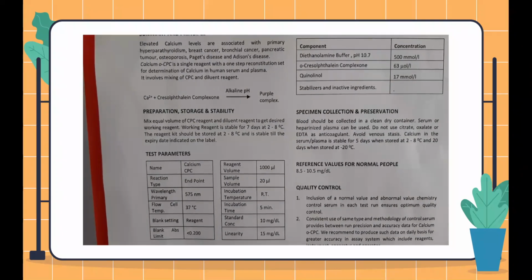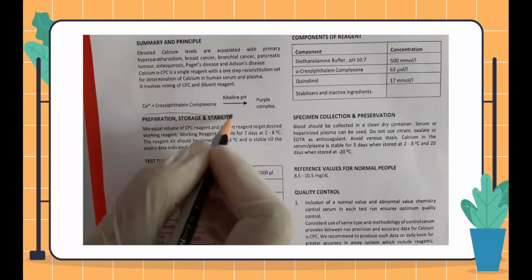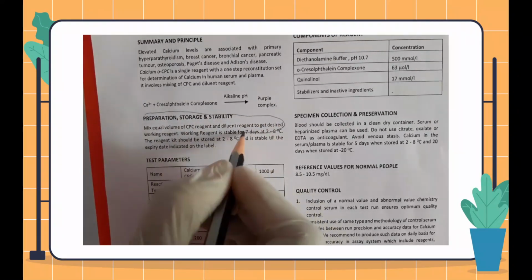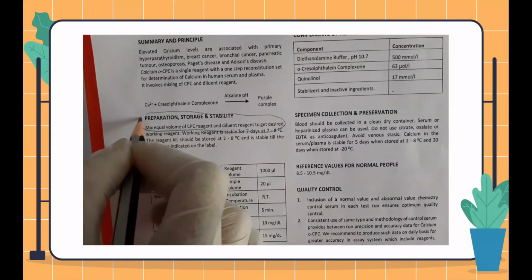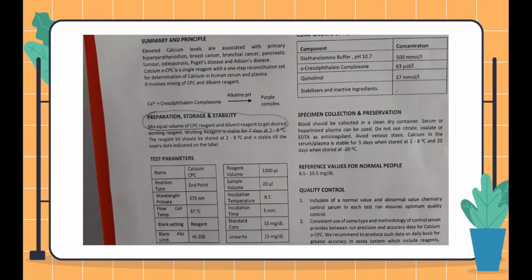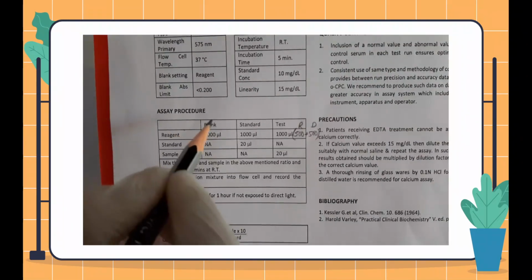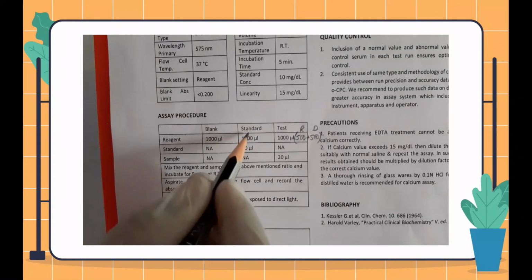Before we go ahead with the procedure, first let's pay attention to the preparation of working solution. The working solution can be prepared by mixing 1 volume of CPC reagent with 1 volume of diluent.